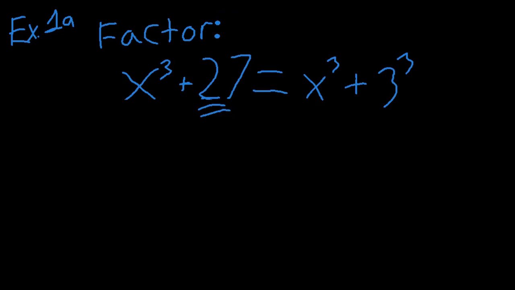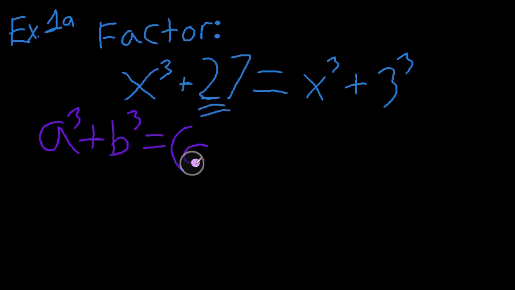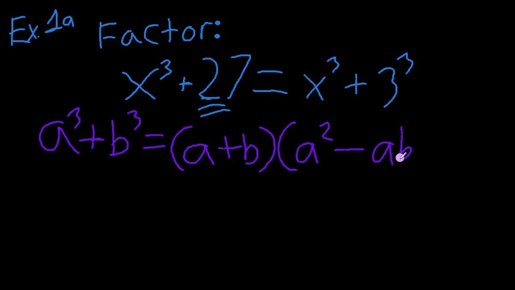I'm going to write my formula again. The sum of cubes formula, which is a cubed plus b cubed is equal to a plus b times a squared. I'm supposed to put the opposite sign, minus ab plus b squared. This sign is always positive, plus b squared.